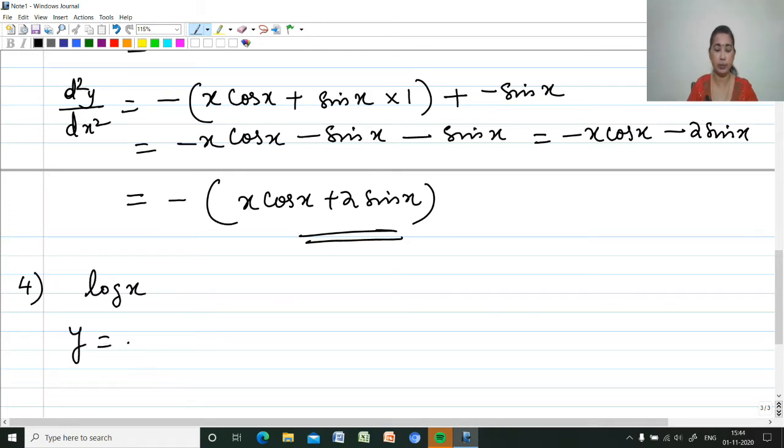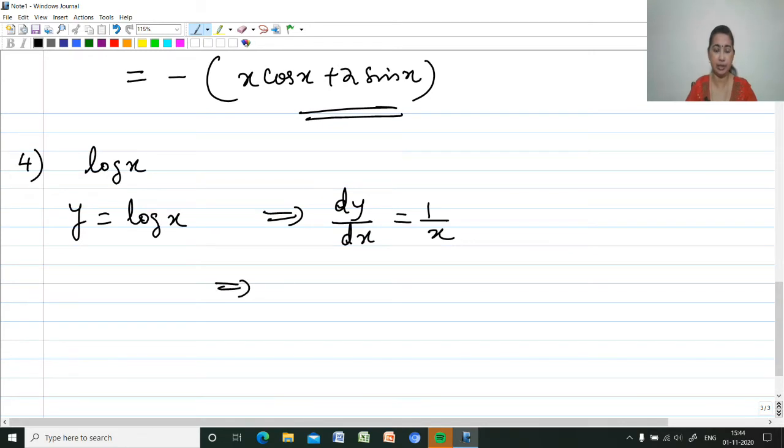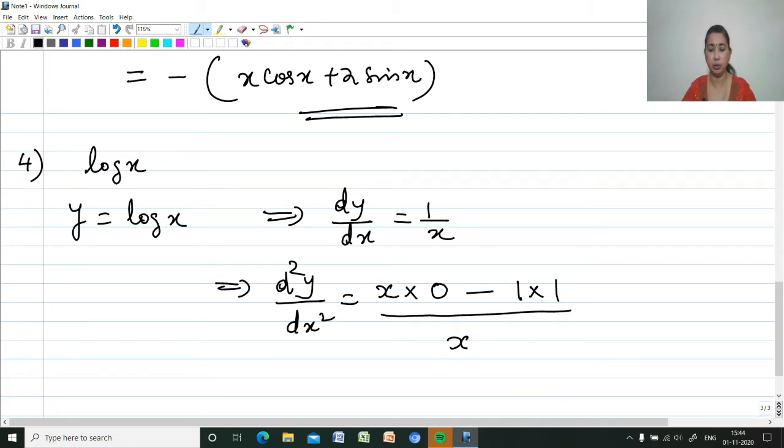Now next one, question number 4, log x. So let y is equal to log x. Differentiating, dy by dx equal to 1 by x. Once again differentiating, that is finding the second derivative, d square y by dx square is equal to derivative of 1 by x. How can you find out the derivative of 1 by x? Denominator into derivative of numerator minus numerator into derivative of denominator divided by denominator square, and that is equal to minus 1 by x square. That is the second derivative.